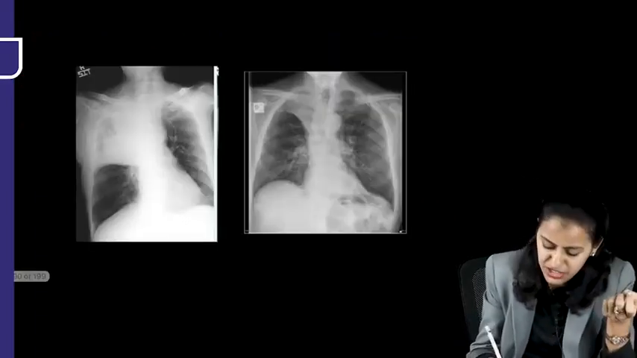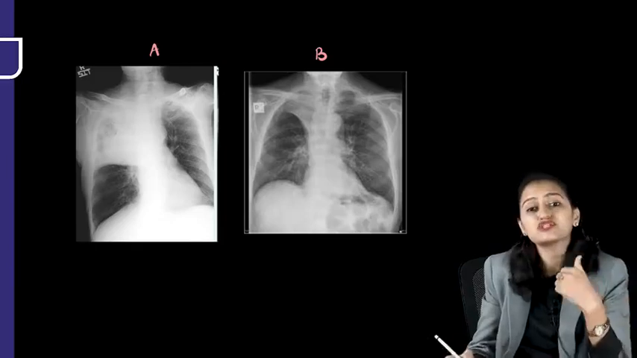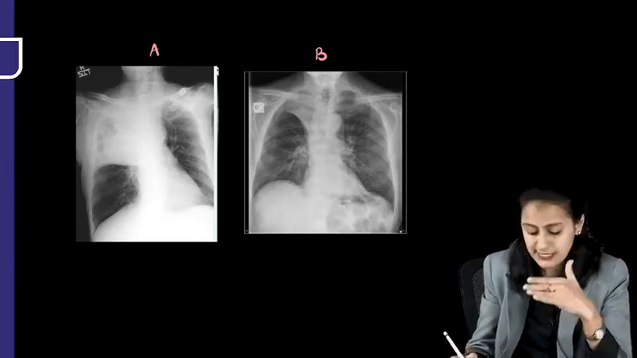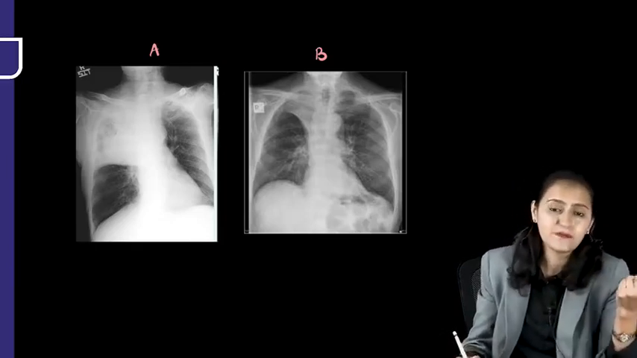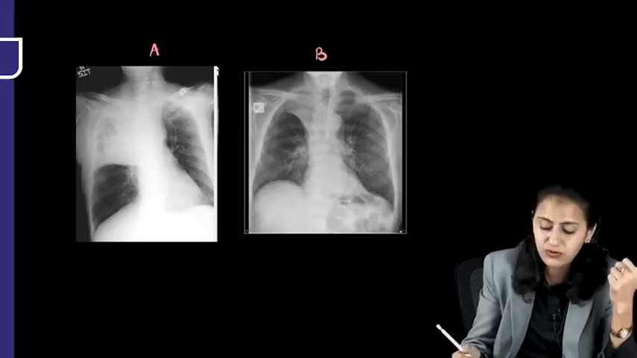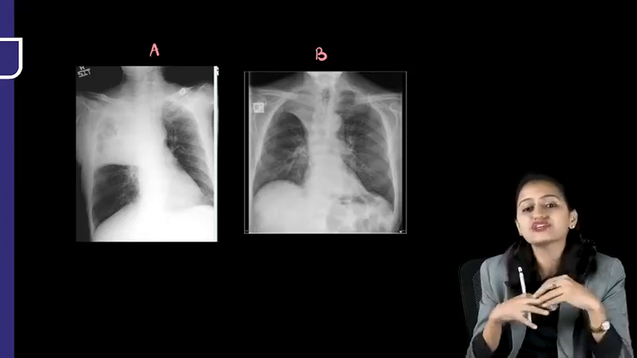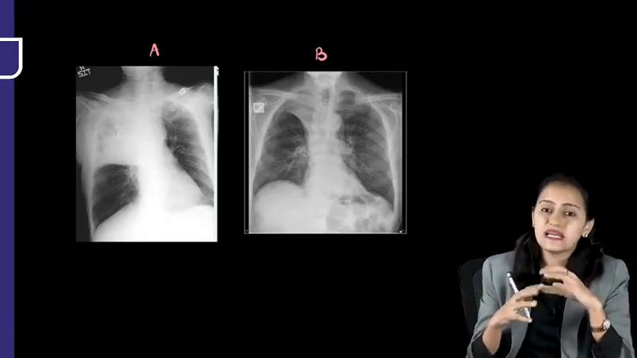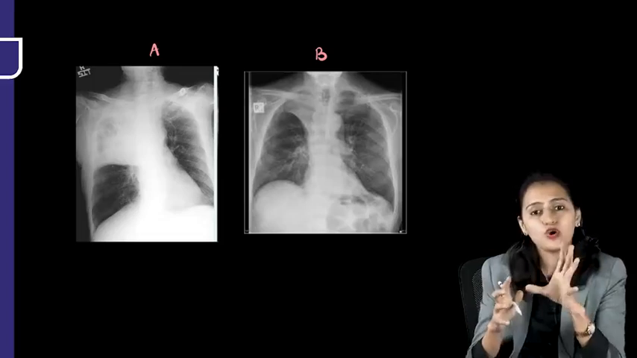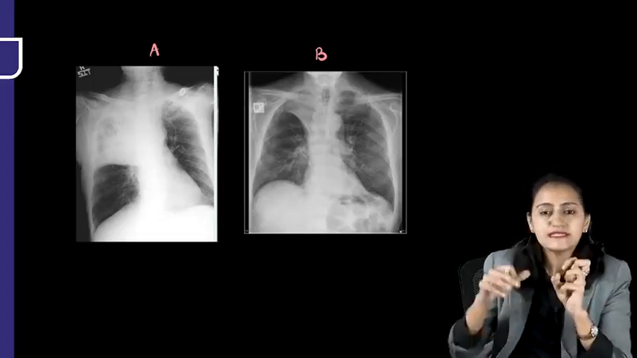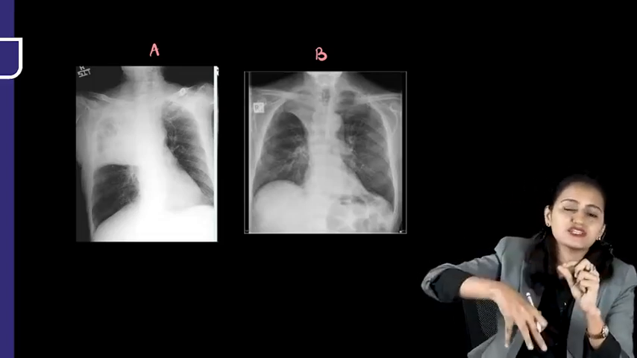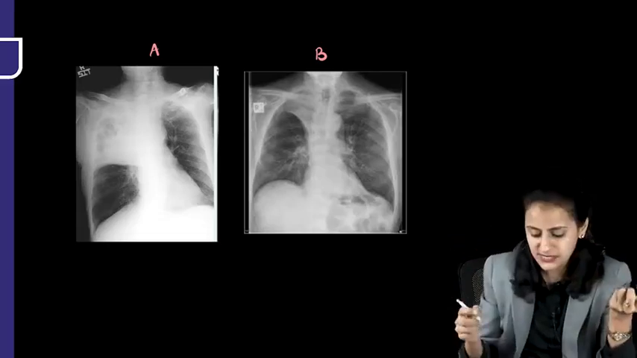Next one, differentiating image A and image B, which is consolidation and which is collapse. So we said consolidation, abhi humne padha, so let's differentiate consolidation from collapse. Consolidation does not cause a shift in the surrounding structures, right? Because the volume remains the same. Collapse is volume loss. So whenever there is volume loss, the shrinkage, it pulls the surrounding structures towards itself.